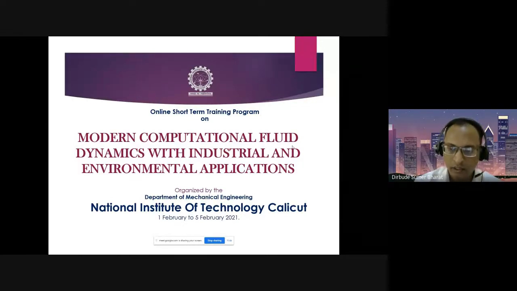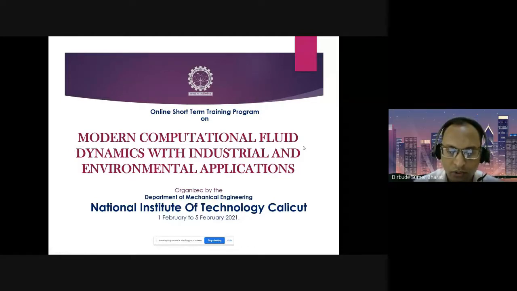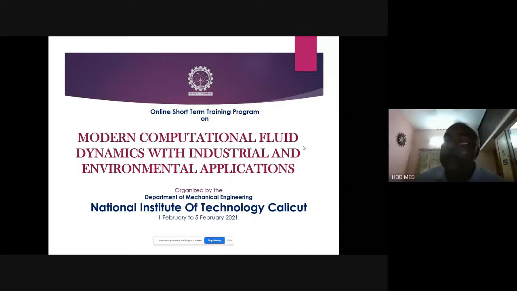I think our HOD, Department of Mechanical Engineering, NIT Calicut, is also present. I would request him to say a few words. And Sumer, can you just elaborate on the participants also? You heard about the speakers. What about the participants?